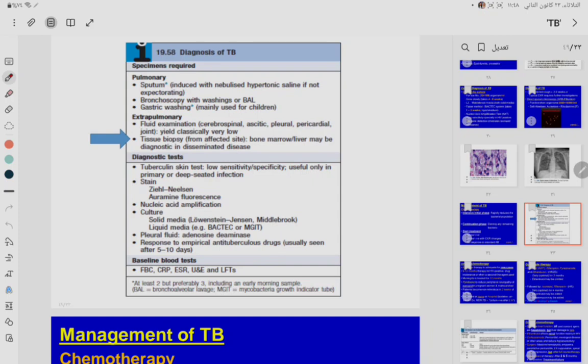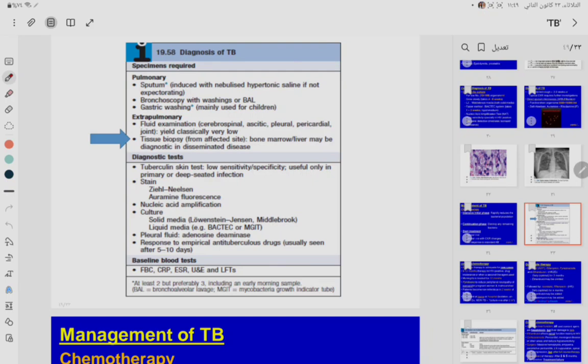Extrapulmonary fluid examination, whatever you can send for culture and AFB: pleural, ascites, pericardial, whatever. Tissue biopsy, sometimes when the patient has a pleural effusion and you have a suspected TB and you think about an extrapulmonary TB, either you do therapeutic aspiration and you send for PCR and adenosine deaminase. The better thing is to do a closed or open, but closed pleural biopsy, which is good when you have pleural fluid.